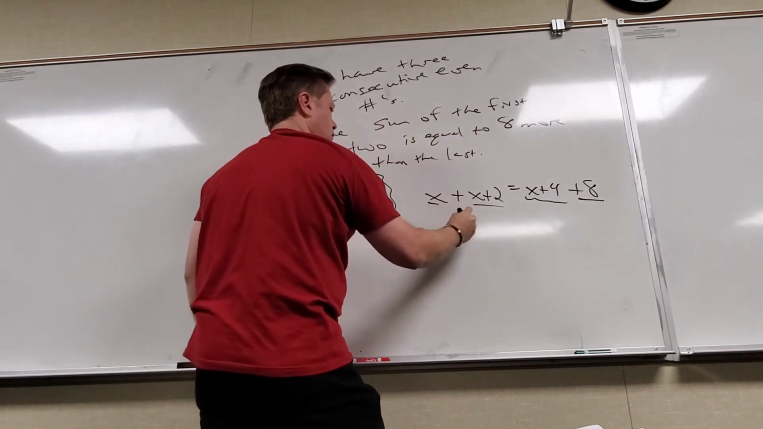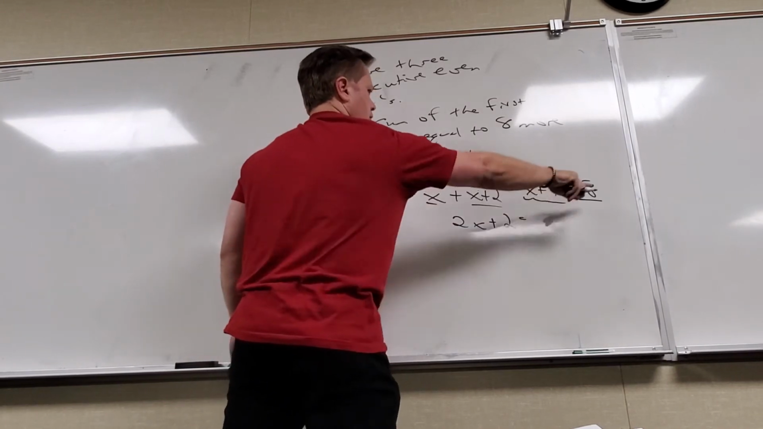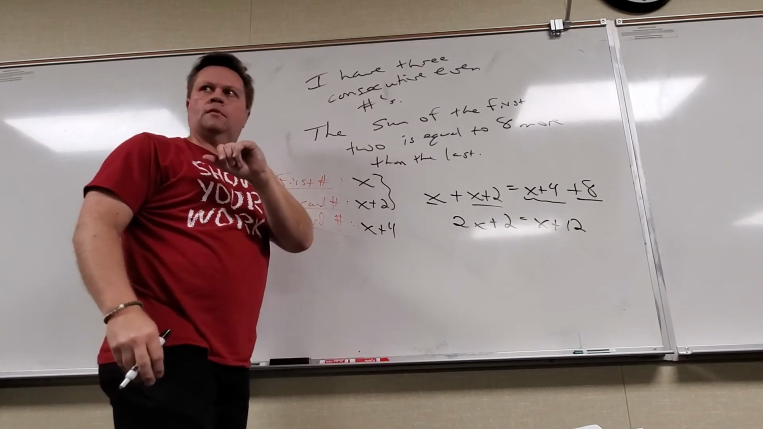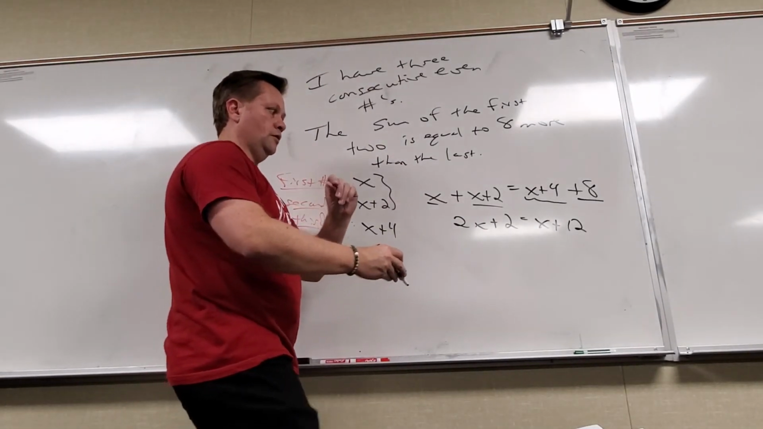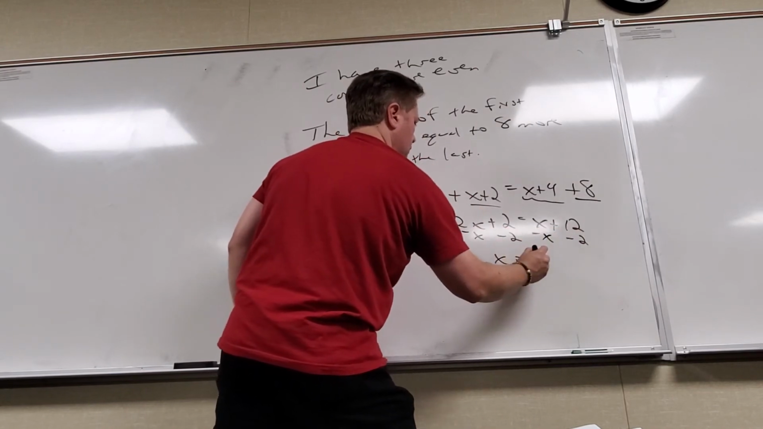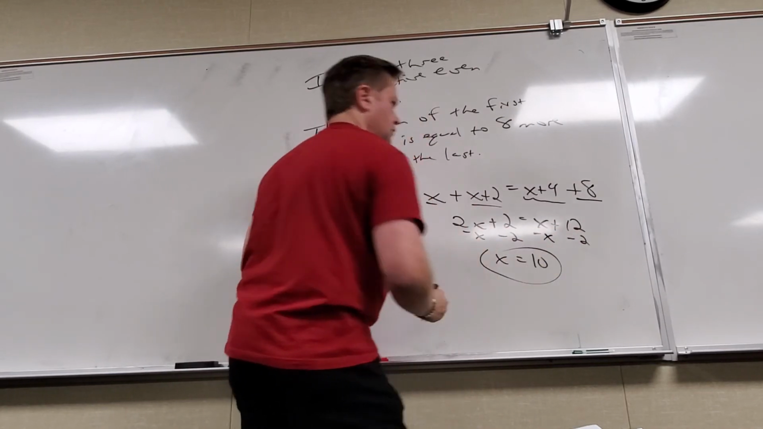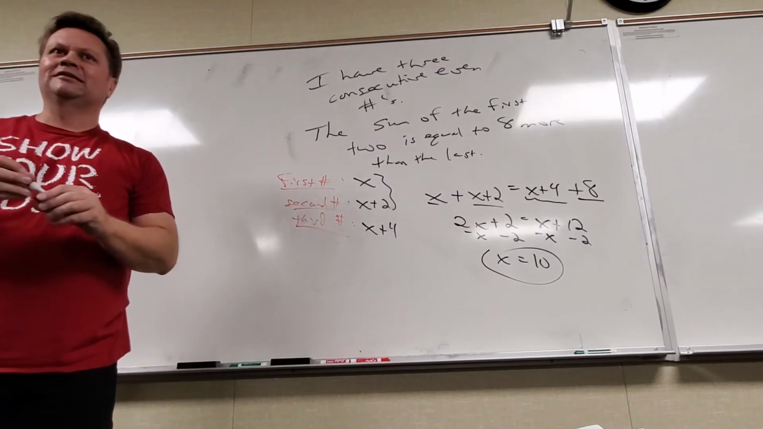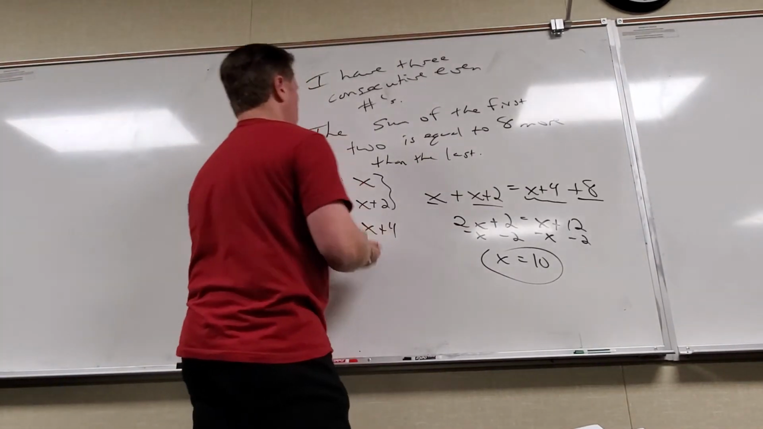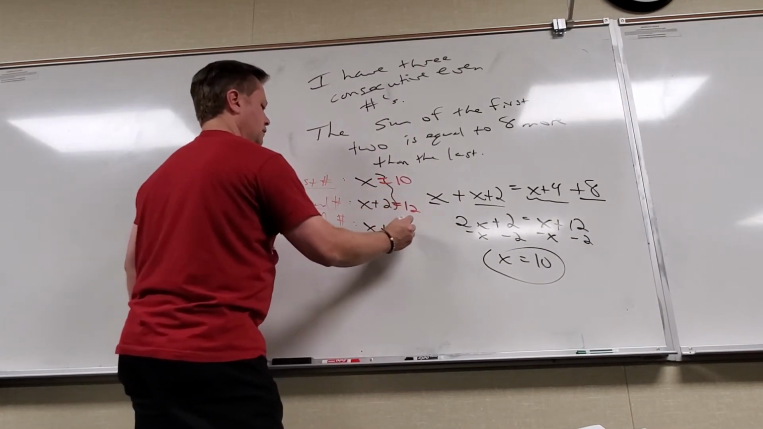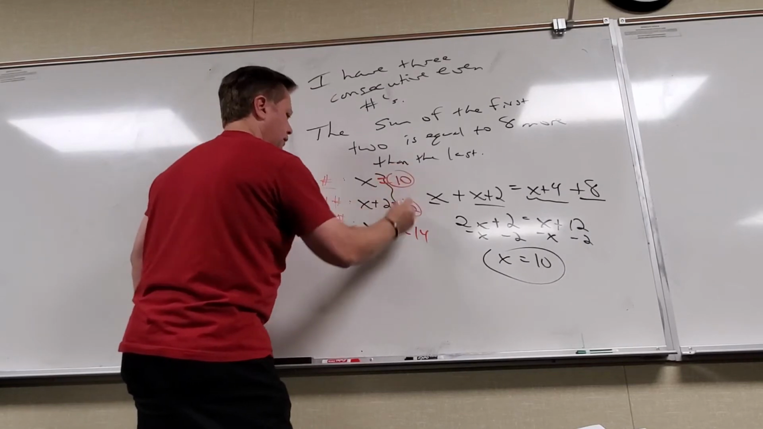You get 2x plus 2 equals x plus 12. You can take the X on the other side. Good. Subtract X. Might as well subtract 2. I get X equals negative 10. Yeah, 10. Sorry, not negative. Just 10. Is that even? Yes. So what's the first number? 10. What's the next number? 12. 14. Now let's check it.